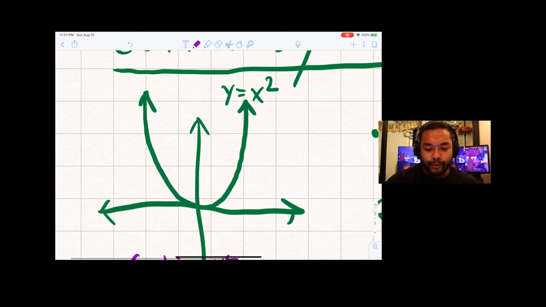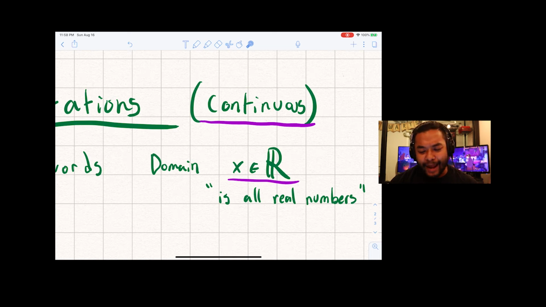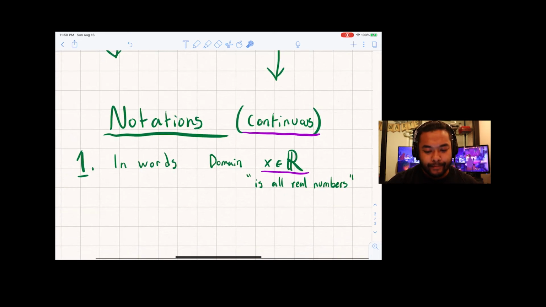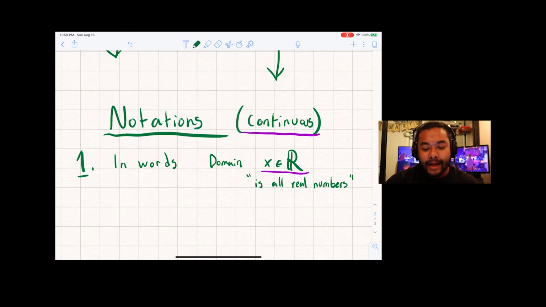if a function goes through every single point in there, then we're talking about the points that we can't count. We're talking about infinitely many numbers in between the points we're looking at. And the best way to include all of those infinitely many numbers is just saying, oh, it's all real numbers. Every possible one. Okay, so that's the first way: in words, we usually say all real numbers.